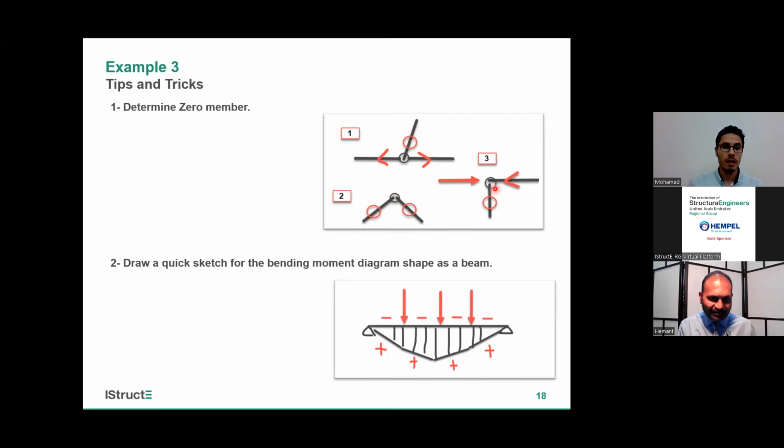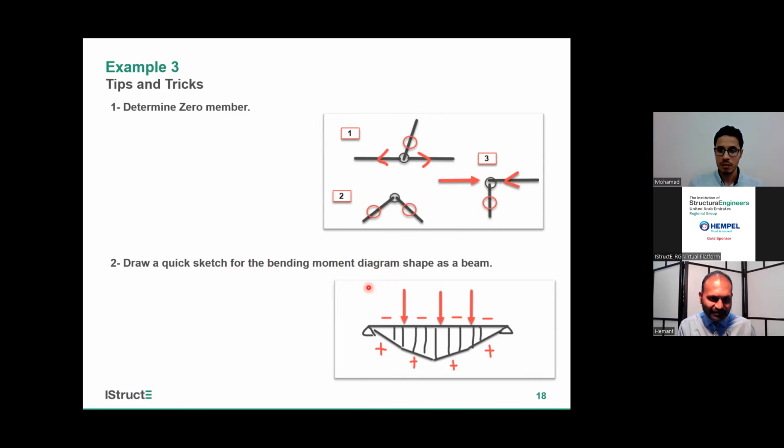Okay. Also, case number 3. If I have a force in the same direction of a member, the force will go directly to the other member, so this will be 0. Also, we can draw a quick bending moment diagram for our shape.